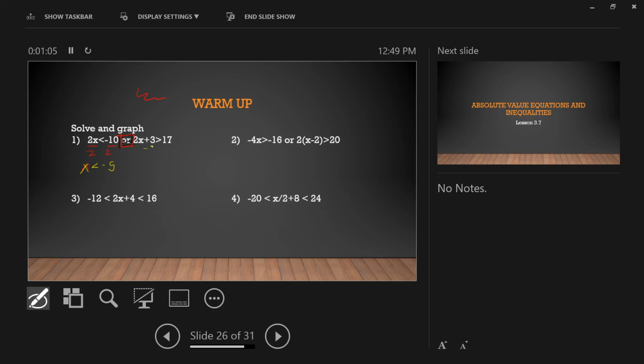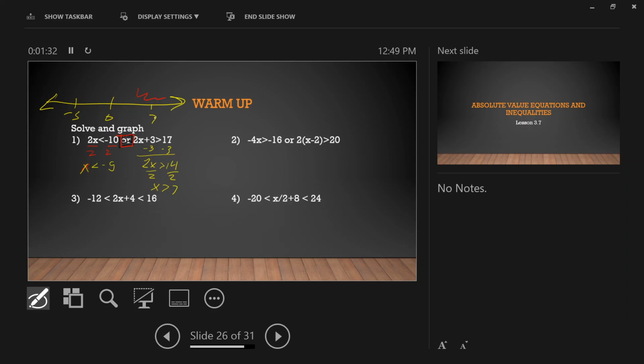Over here, I subtract the 3, and I have 2x is greater than, what's 17 minus 3? 14. Then divide both sides by 2. X is going to be greater than 7. All right, so we graph these on the same line. So I have 0, I have negative 5, I have positive 7.